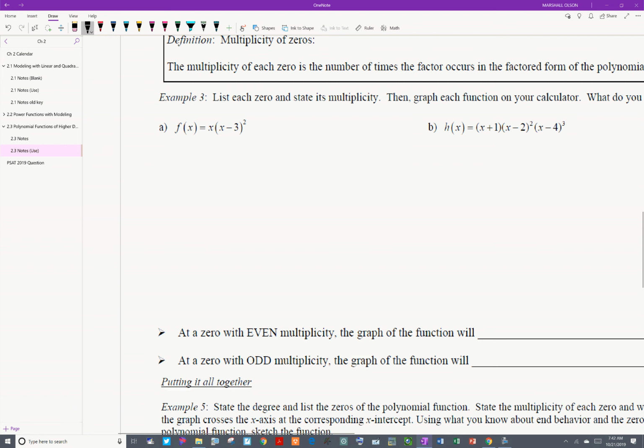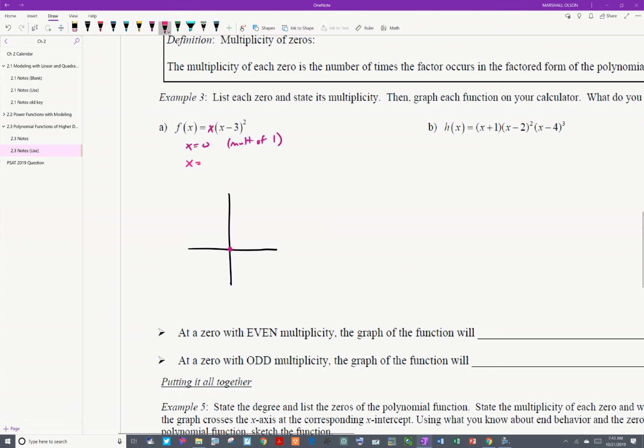So this asks us to state each zero and then state its multiplicity, and then we're going to graph each. I'm not going to do it on the calculator. We're just going to do it by hand here. So this has a zero of 0 from that x equals 0 right there, and it has a multiplicity of 1. Unless you're asked to state the multiplicity, you don't have to write multiplicity of 1. I'm only doing that because it says state its multiplicity. The only ones that I would state the multiplicity for are those with a multiplicity bigger than 1.